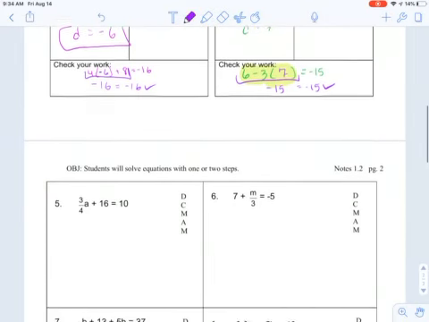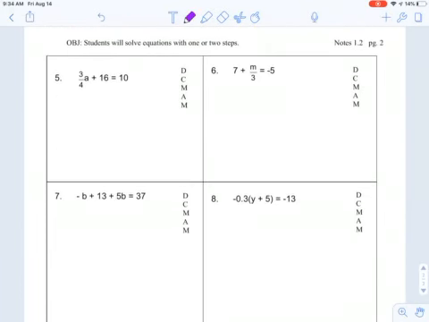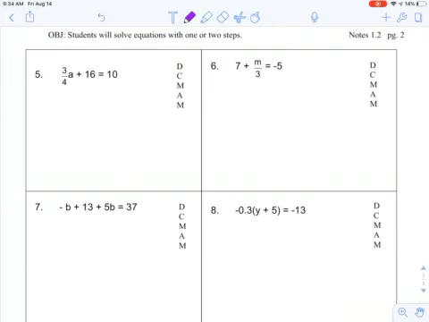Moving on to the back, we're going to move through these a little quicker. Number 5. 3/4 a plus 16 is equal to 10. I am thinking through my steps. Don't call me after midnight. Here's my variable. I don't see any parentheses, so I don't need to distribute. Combine like terms. There are no like terms on the left side. There are no like terms on the right side. Don't need to combine like terms. Move the variable. The variable is only in one place. You don't need to move the variable.